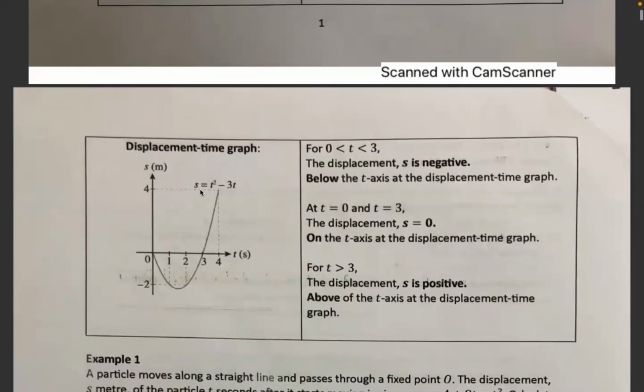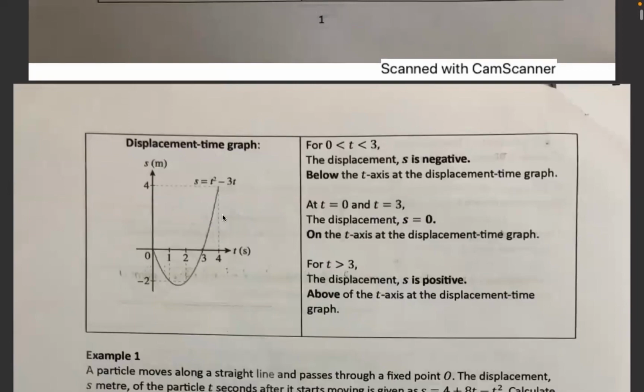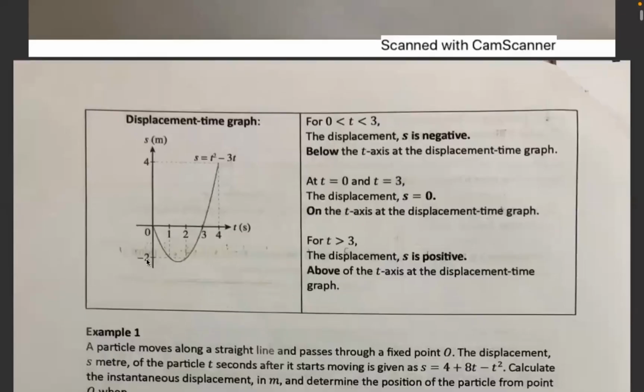Okay, so I just converted all the data here to become this graph. Now these are the y coordinates: 0, -2, -2, 0, 4. So the y-axis is displacement and the x-axis is time.